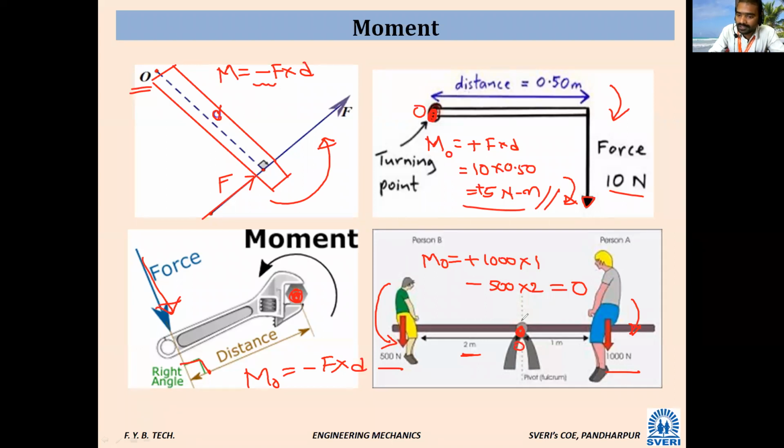When is it called equilibrium? If there is no force along the x-axis, no force along the y-axis, and the moment is equal to 0, then it is in equilibrium. There is no moment. Is this point clear, everyone? Is moment clear to everyone? Okay, let's go to the next problem, next slide.